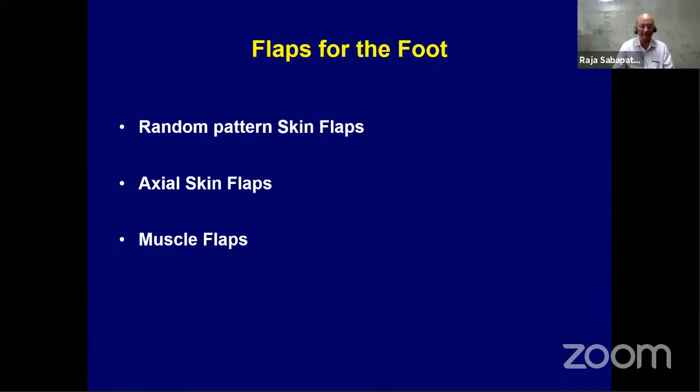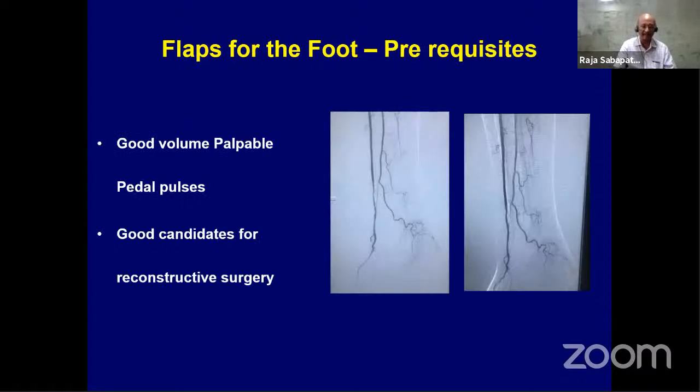Now, as plastic surgeons, we look at the flaps for the foot like this. Random pattern skin flaps do not have a named vessel in the base. Suppose you have a named vessel in the base, it is called an axial skin flap, and these serve better because they can hold a better territory. The next is muscle flaps. Suppose you want to fill cavities. A skin flap cannot mold, whereas a muscle flap can mold. So that's what we call muscle flaps.